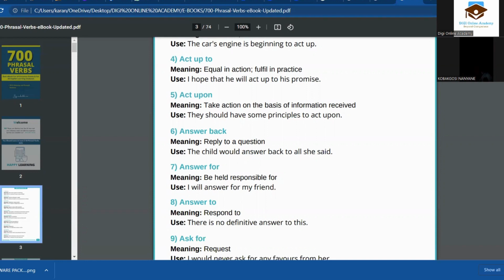Sixth one is answer back. So have you seen your children answering back to you? When you ask something, they reply to you, right? So whenever you ask them to do something, they answer back to you. It is so simple. It's just a reply to a question, right? So you can make a sentence very quickly.